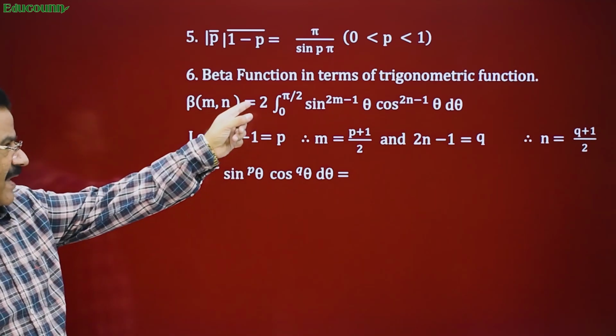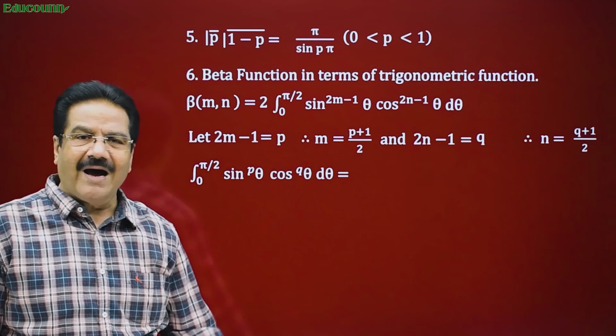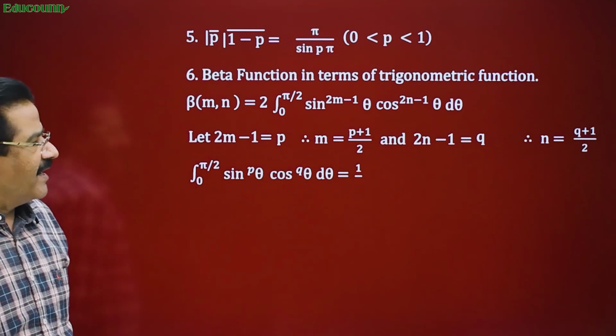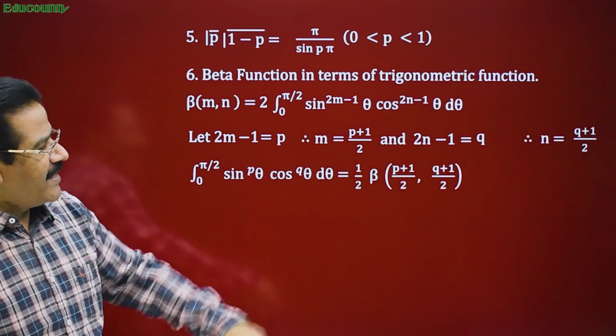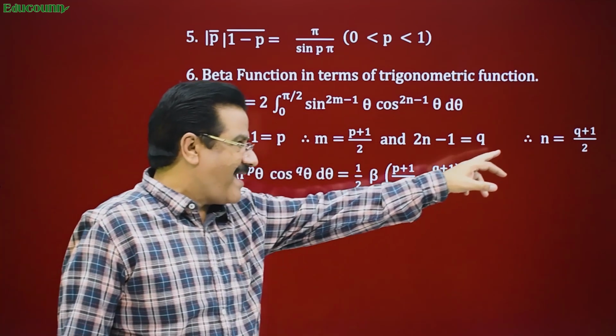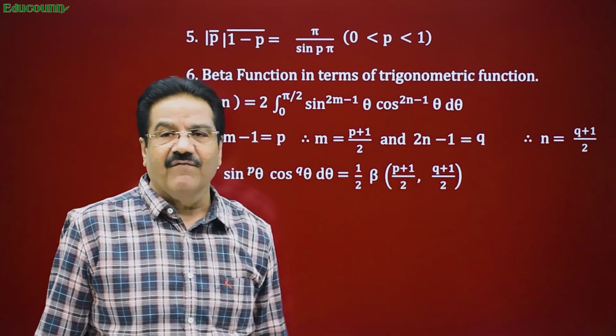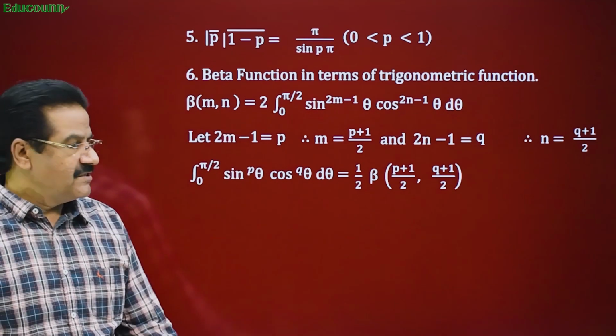In the original formula, there is 2 along with the integration. So this 2 will get shifted to the other side. So the formula will now become 1 by 2 beta of p plus 1 by 2 comma q plus 1 by 2, because the values of m and n are there in terms of p and q. So this is property number 6.